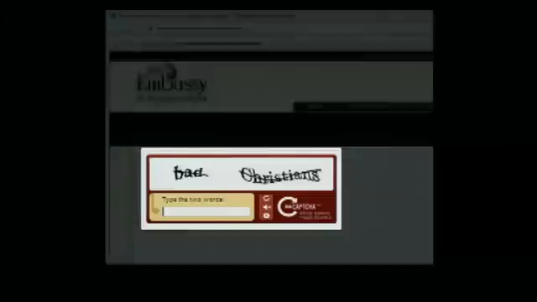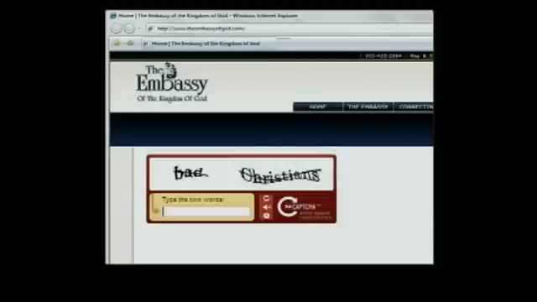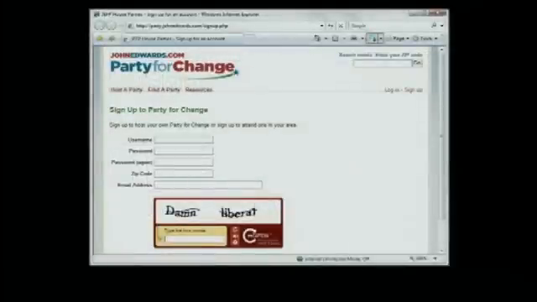So, for example, we showed this. It's kind of bad. But it's even worse because the particular website where we show this happens to be called the Embassy of the Kingdom of God. Oops. These are randomly chosen. There's nothing we can do. So that's one. Here's another one, johnedwards.com.